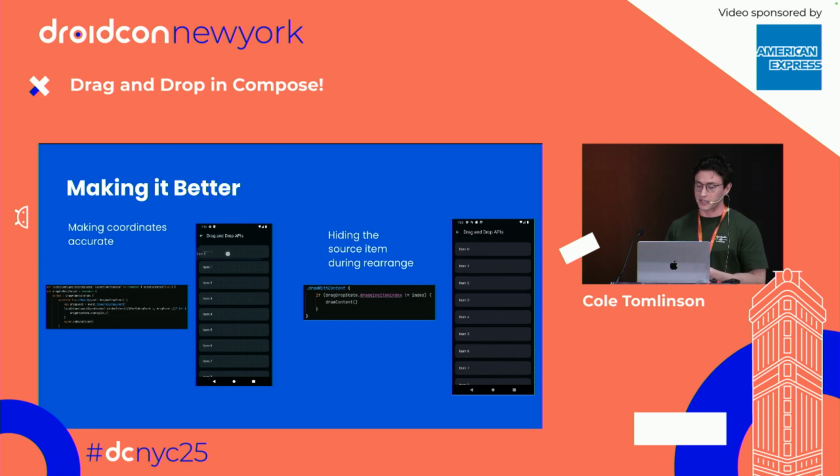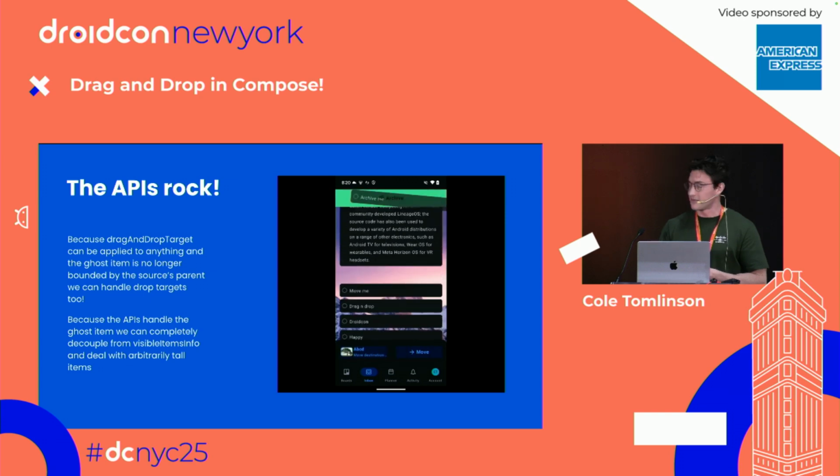So we can fix that just by using an on draw and then not drawing the one if we detect that it's the one that's being dragged at the moment. Yeah, the APIs really rock.